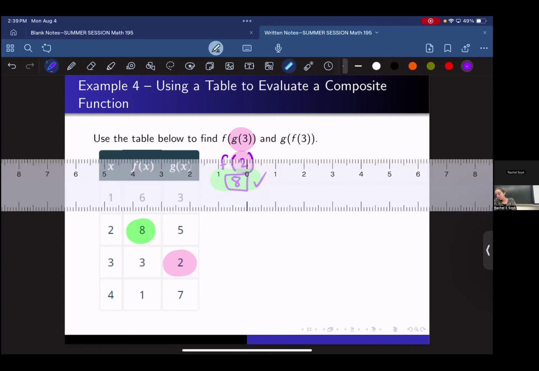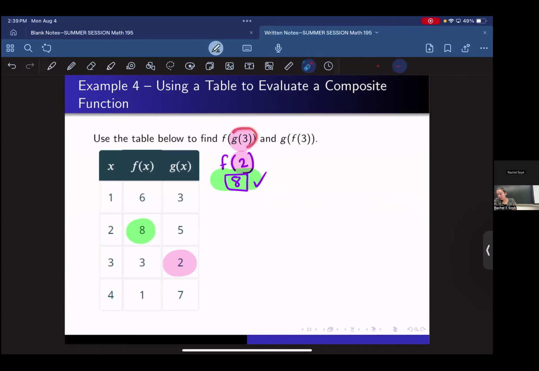So you first want to evaluate the inner, g of 3. 3 is just our x, right? Because this essentially is g of x. Well, okay, when x is 3, what is our function? When x is 3, what is our g of x? Our g of x is 2. You got that part? And now we know this is 2 now. So now we plug in 2, and now we just want to evaluate f of 2. So when our x is 2 now, what's our f of 2? It's 8.